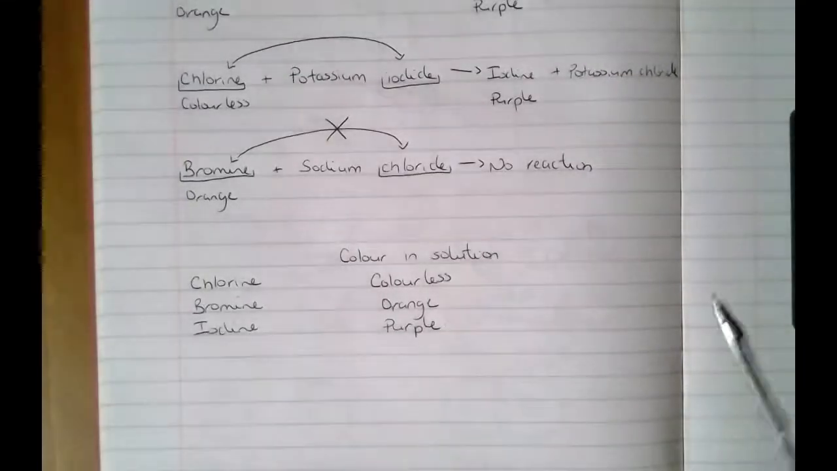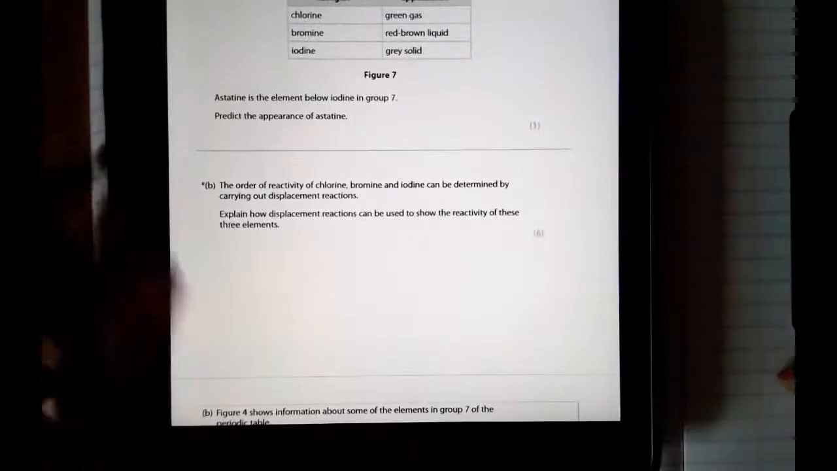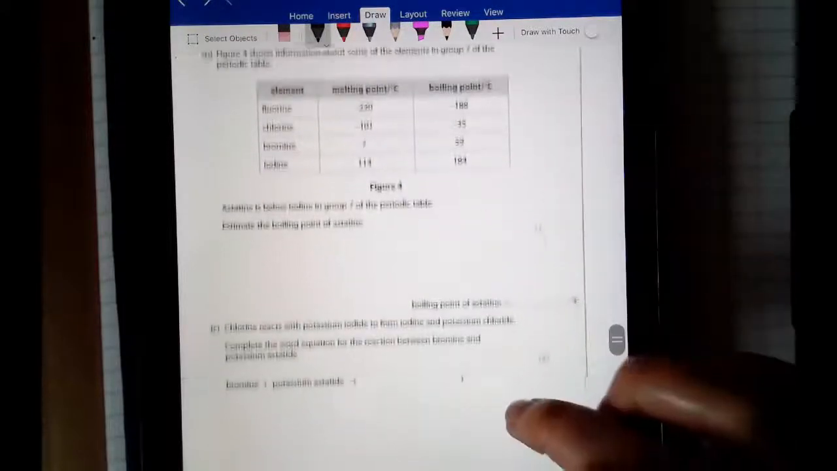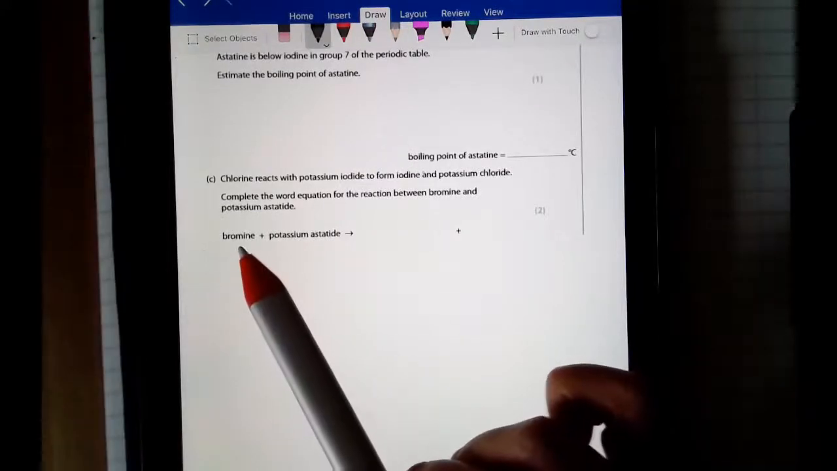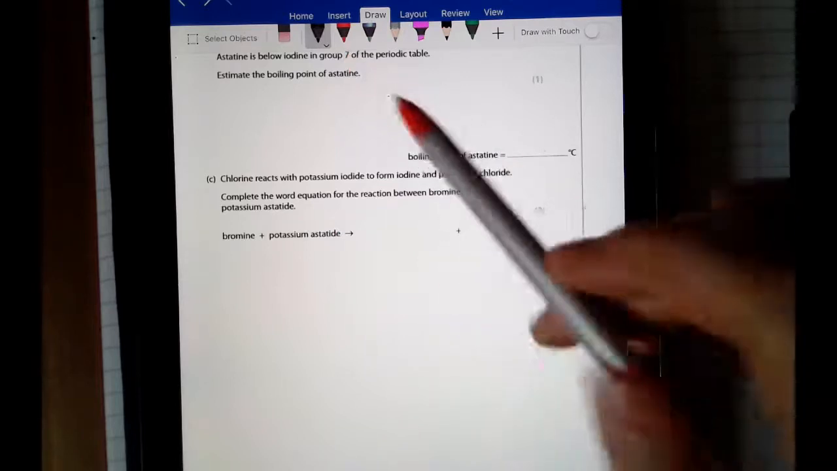These are all called displacement reactions, and we're going to have a look now at some common exam questions on displacement reactions. The first one I'm going to come to is here. You're reacting bromine and potassium astatide, and they've asked you to complete the word equation.